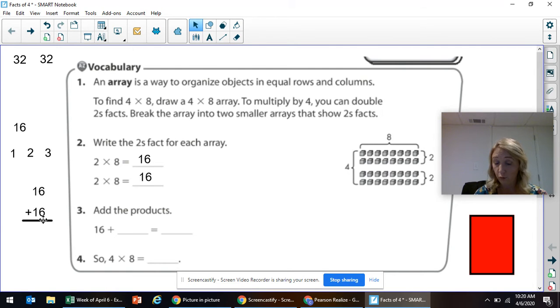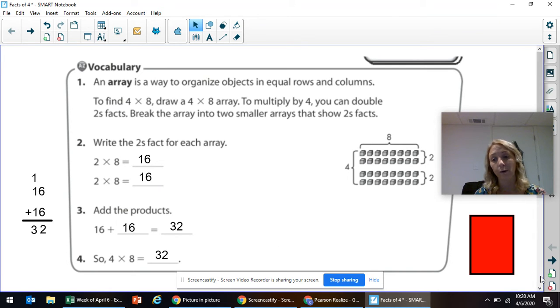Remember, you always start with your ones. 6 plus 6 is 12. So I put my 2 down here, and I carry my 1 to my 10 spot. So 6 plus 6 is 12. There's my 2 down in my 1's, and I put my 10's over here. You add your 10's. 1, 2, 3. I have 3 10's, which makes the answer 32. So I know that's 16, which I got from splitting my 4 into 2 times 8 plus 2 times 8. 16 plus 16 equals 32. So then we know that 4 times 8 is 32.